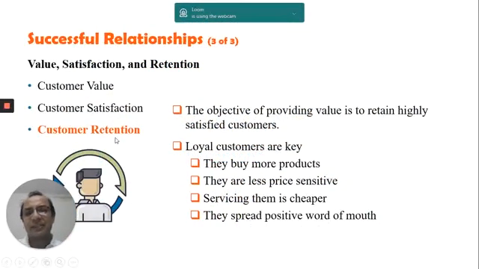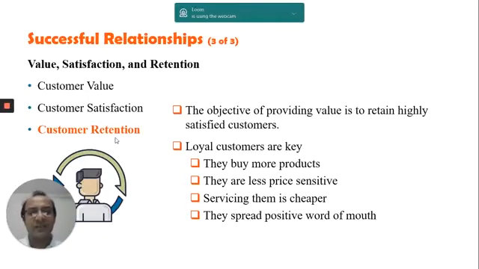The first one is customer retention. Customer retention is basically a process by which, as a marketer, we can build and maintain relationships with the customers. To retain customers, to hold customers, we'll have to deliver satisfaction, which I discussed a few seconds back. Customer retention is the key to the survival of the company.